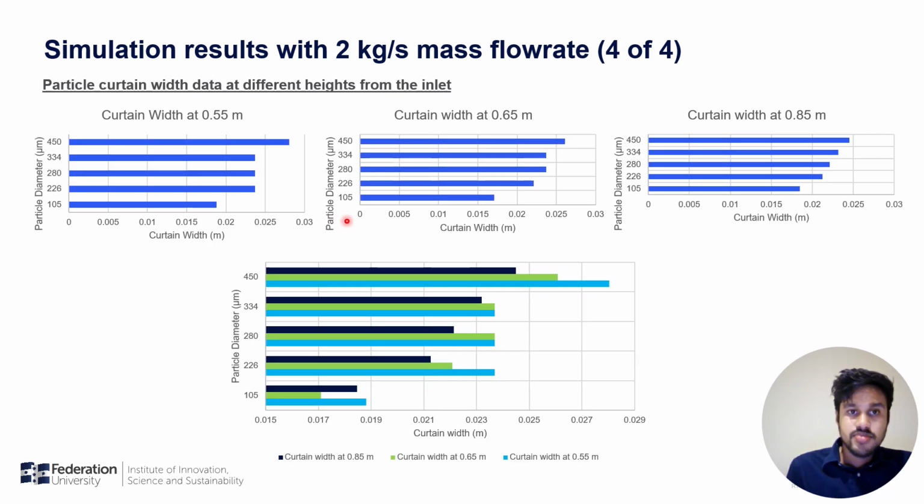These plots represent the particle curtain widths at different height levels from the inlet with respect to each size band. As I explained previously, larger particles have the widest curtain, while smaller particles have a smaller curtain width, and they stay within the core of the curtain.